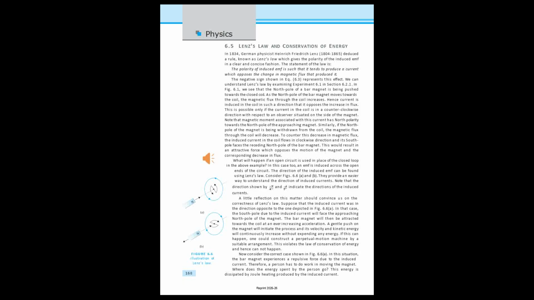Similarly, if the north pole of the magnet is being withdrawn from the coil, the magnetic flux through the coil will decrease. To counter this decrease in magnetic flux, the induced current in the coil flows in a clockwise direction and its south pole faces the receding north pole of the bar magnet. This would result in an attractive force which opposes the motion of the magnet and the corresponding decrease in flux. What will happen if an open circuit is used in place of the closed loop in the above example?